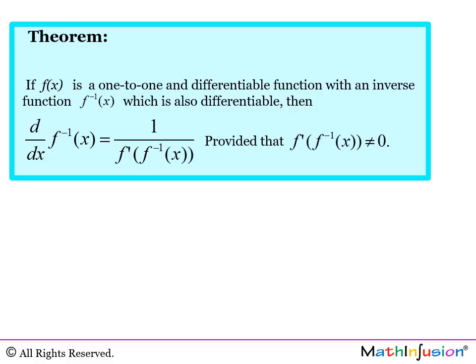Theorem. If f(x) is a one-to-one and differentiable function with an inverse function f to the negative 1 of x, which is also differentiable, then d/dx of f to the negative 1 of x equals 1 over f prime of f to the negative 1 of x, provided obviously that f prime of f to the negative 1 of x is not 0.